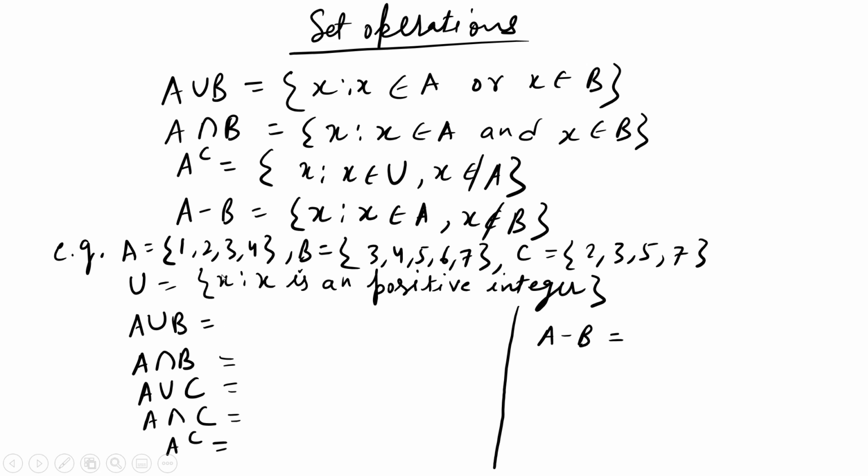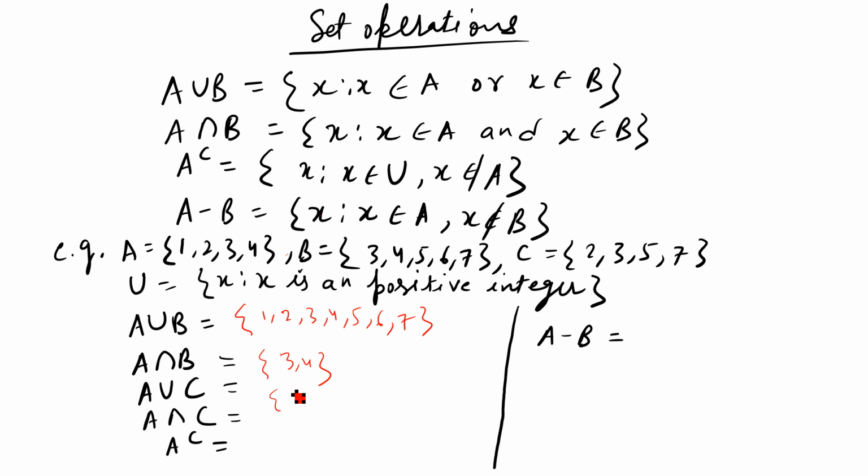A union B would be all the elements in A and B. So what will be A union B? A union B would be 1, 2, 3, 4, 5, 6 and 7. Then A intersection B would be the common elements in A and B. So here you can see that 3 and 4 are the common elements in A and B.